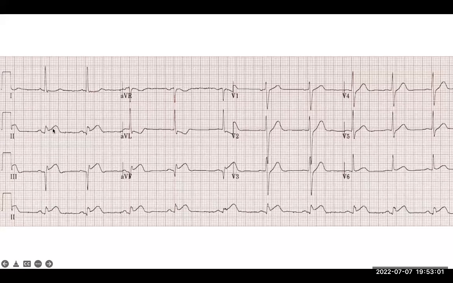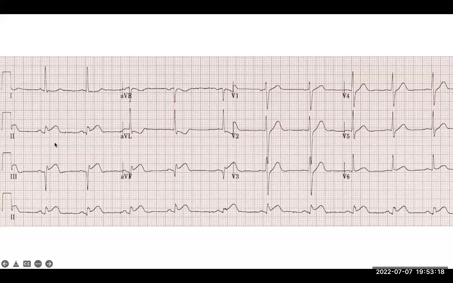The important thing is this ST segment elevation, which is found in lead 2, 3, and AVF. This patient has an inferior ST segment elevation acute coronary syndrome. If I have done troponin and they're elevated, I can comfortably call this patient has inferior STEMI.